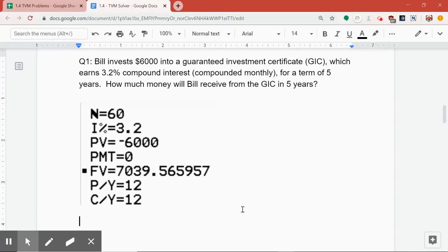So how much money will Bill receive from GIC in 5 years? So Bill will receive $7,039.57.